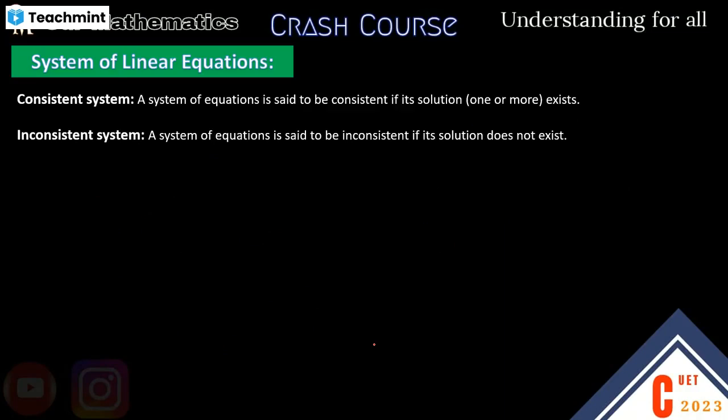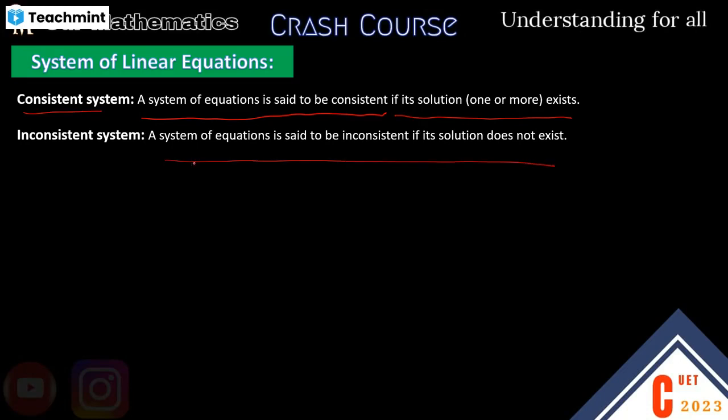Okay, so in a system of linear equations, a system may be consistent or inconsistent. A system of equations is said to be consistent if its solution exists. If we can find the solution of the system of equations, then the system is said to be consistent. And if a solution does not exist, then it is called an inconsistent system.